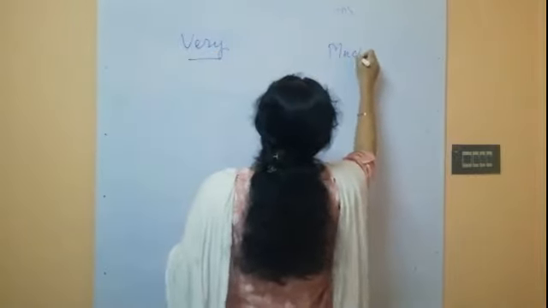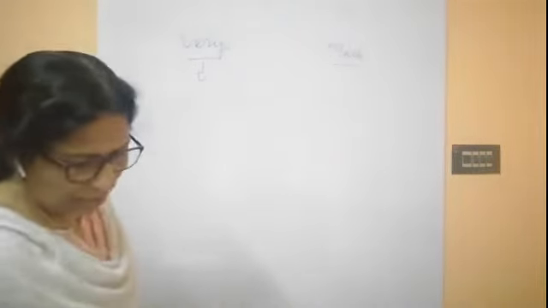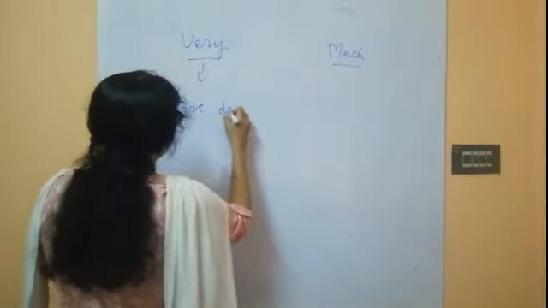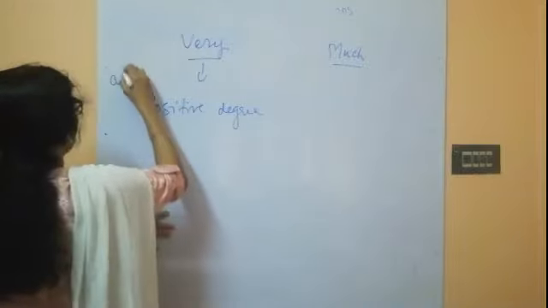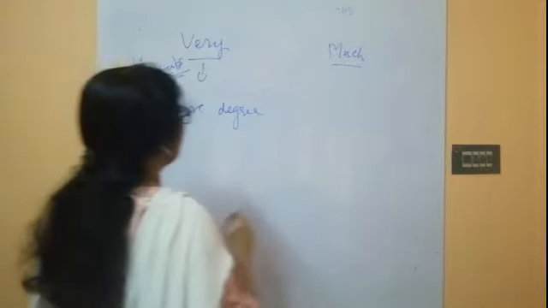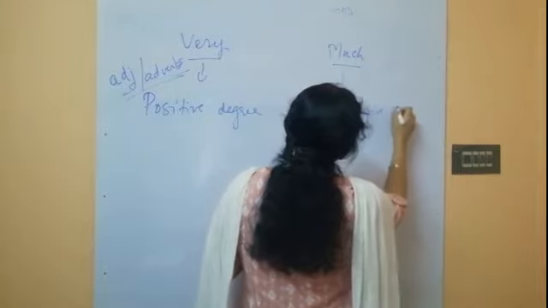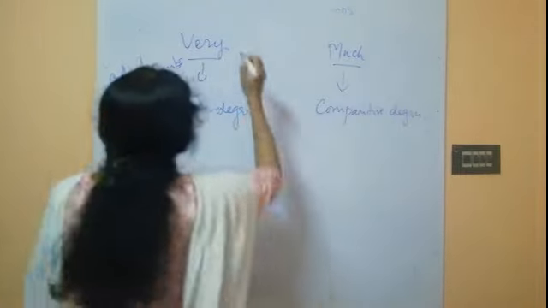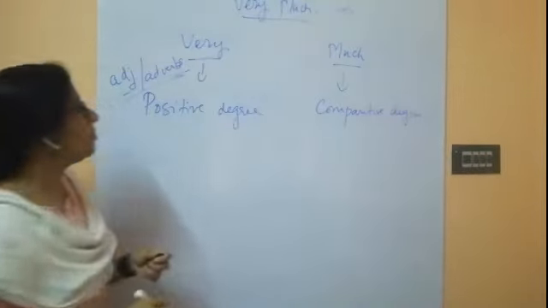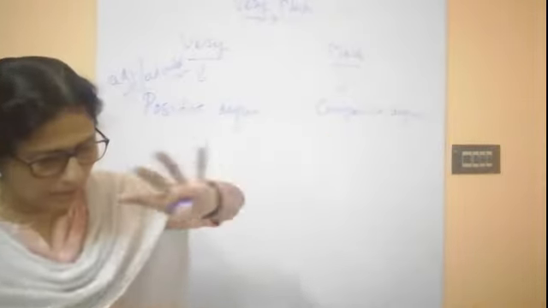Very much. Okay, so very is used with adjectives or adverbs in positive degree. Very is used for positive degree. It is used for adjectives and adverbs. For both we can use very for positive degree, and much for comparative degree. So we are just discussing the use of very and much. Very is used in positive degree and much is for comparative degree.